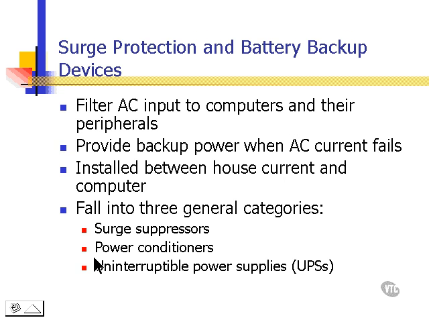We use specific devices to condition power that is supplied to our computers and to provide a backup power supply should AC power fail completely. So surge protection and battery backup devices filter AC input to computers and their peripherals, and can provide backup power when AC current fails. They are installed between house current and the computer, and they generally fall into three categories: surge suppressors, power conditioners, and uninterruptible power supplies, also called UPSs.